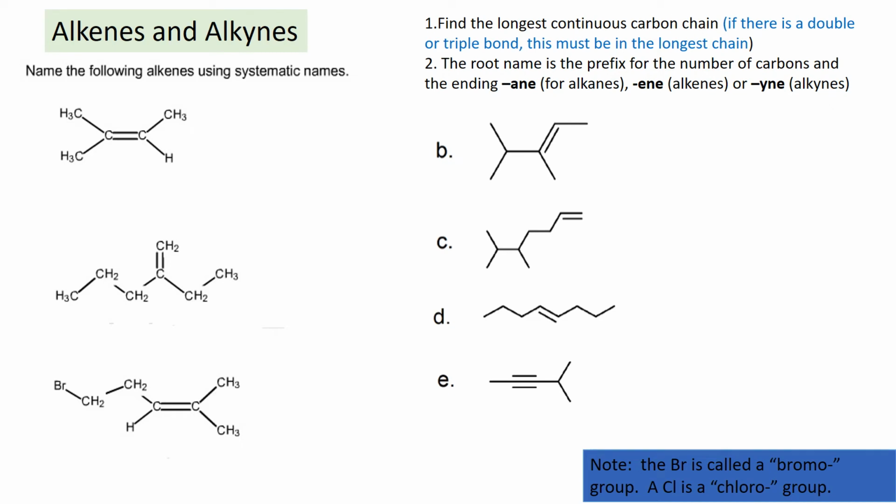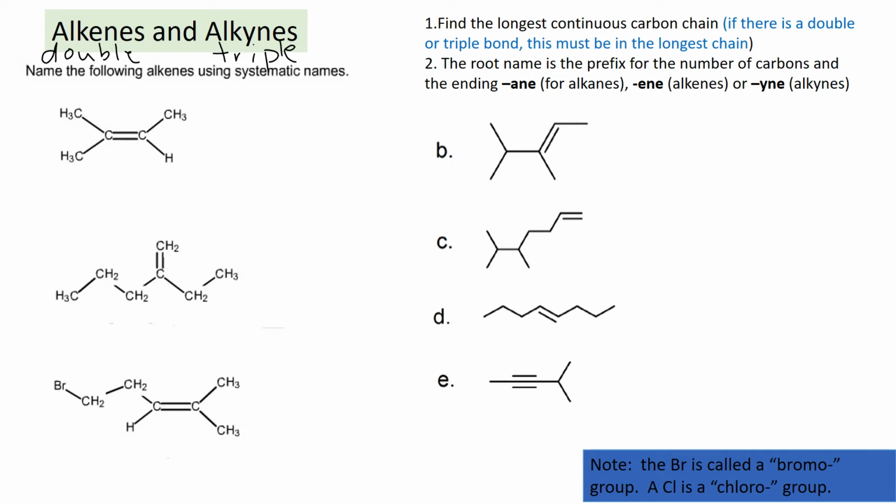Alkenes and alkynes. Alkenes have a double bond, and alkynes have a triple bond. So the difference in naming, and I just brought the rules over here, is that we're going to find the longest continuous chain, but it must contain the double or triple bond. And now our ending, instead of being ane, is going to be ene or yne. So let's name these molecules here.